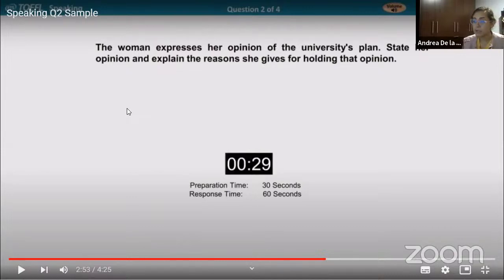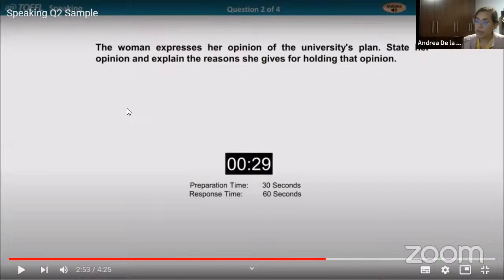Maybe if it's a proposal, it will be like the woman expresses her opinion of the proposal from the letter, right? Maybe you will have a few changes. Maybe sometimes you have only the student and you don't know if it's woman or man. So the student expresses their opinion. Could be an option as well.